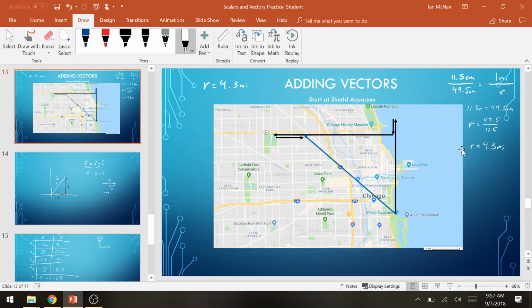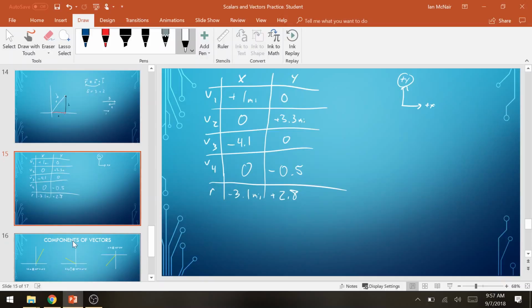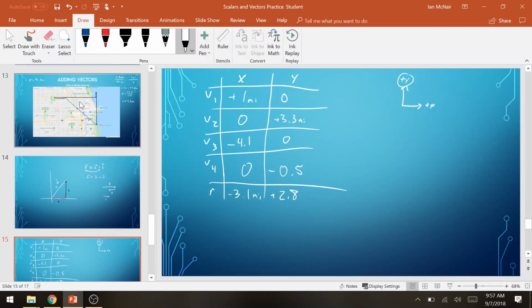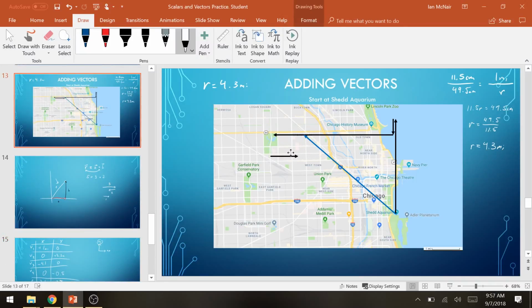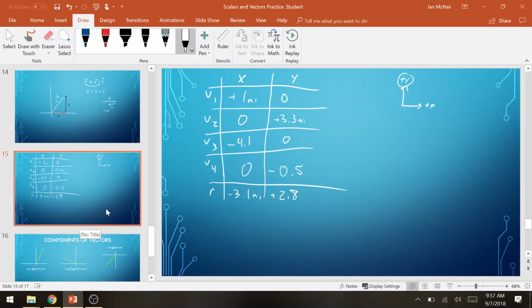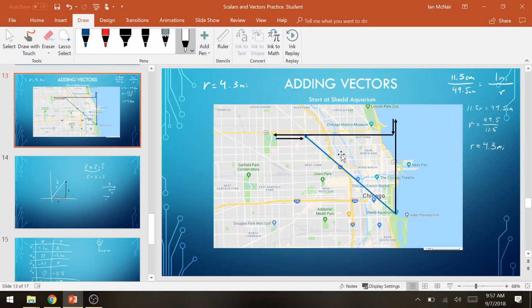So this is the graphical way. Now let's look at it mathematically. We did this yesterday, okay? So we saw that vector 1 was just plus 1 mile in the positive x direction. And we can check that. We go back. That is this one right here, right? Plus 1 mile in positive x direction. Then we had vector 2, which is 3.3 miles in the positive y direction. That was just this one right here.